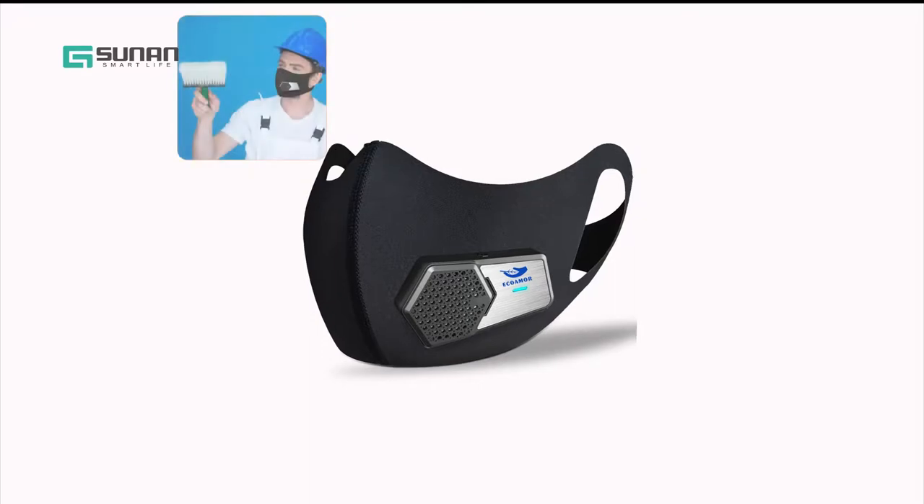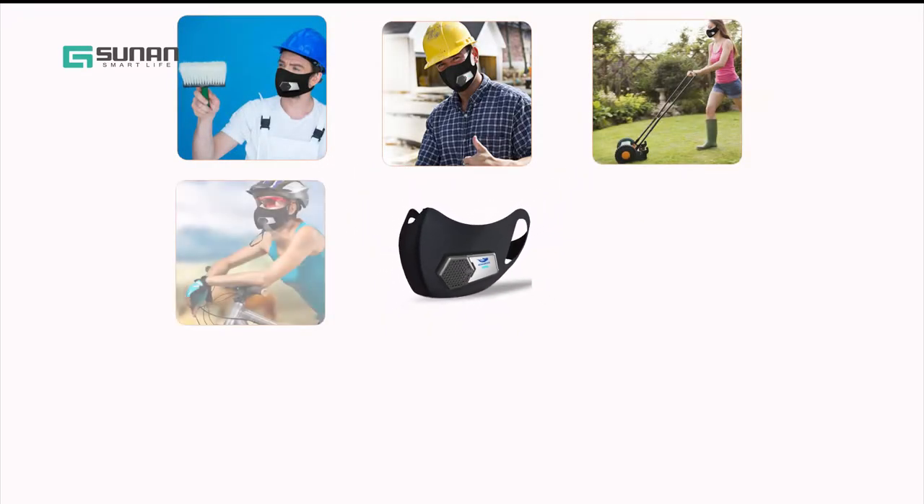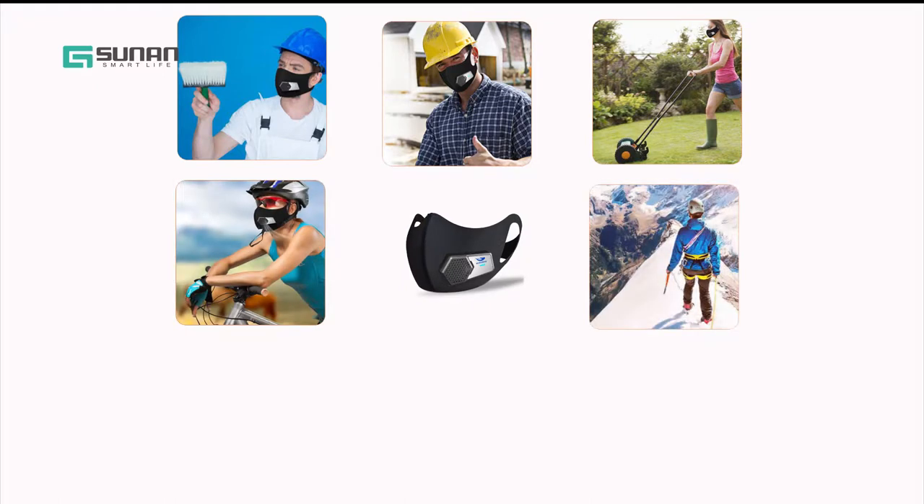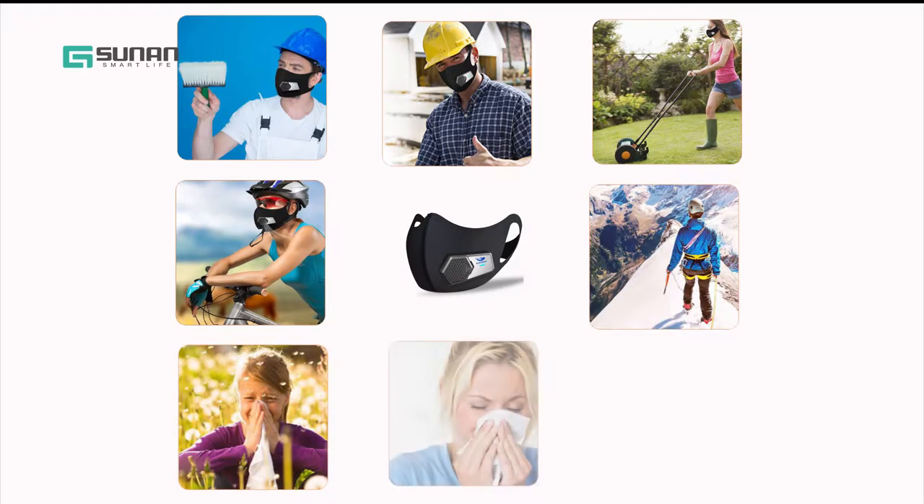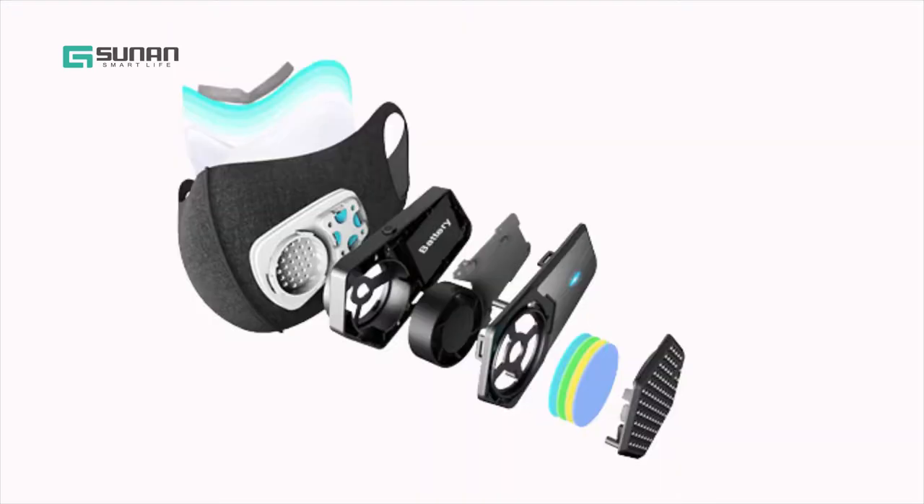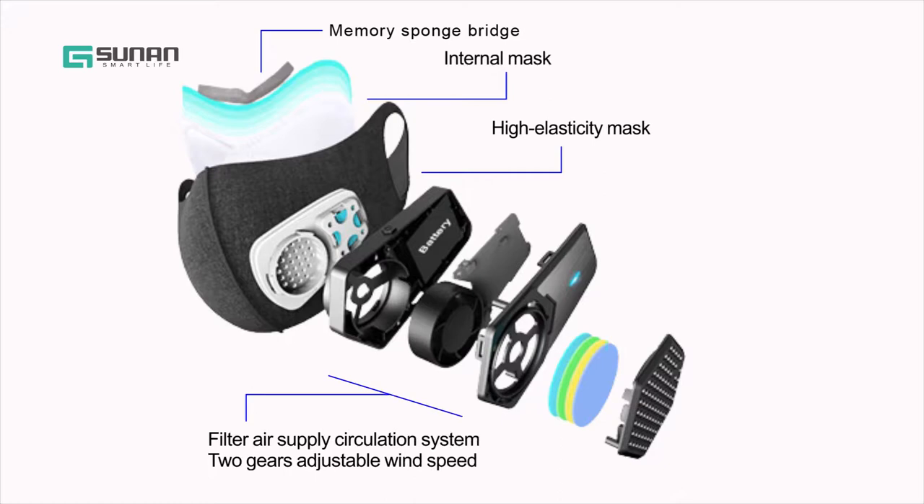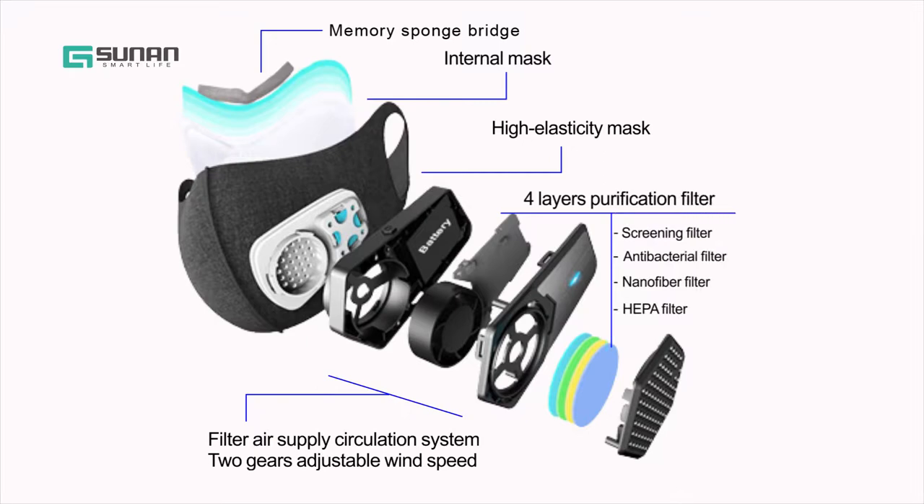This mask is perfect for painting, sanding, gardening, biking, skiing, pollen allergy, flu, and other environments with pollution. The mask structure consists of a memory sponge bridge, internal layer, high elasticity mask, filter air supply circulation system with two gears of adjustable wind speed, four layers of purification filter, and filter cover.